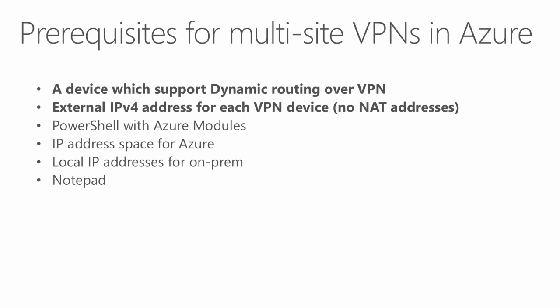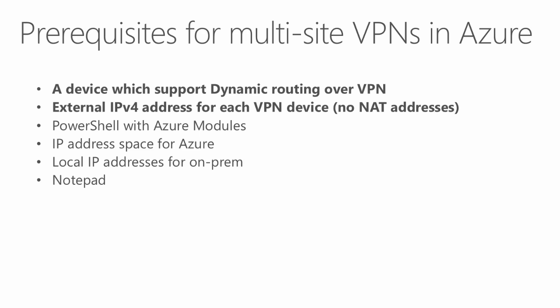There are a number of hard requirements which we must meet before we can even think about creating a multi-site VPN. Firstly, we need a VPN device which supports dynamic routing. There are a number of vendors which are supported. I will note that if you have a Cisco ASA, they do not support dynamic VPN routing. However, their ASR and ISR devices do support dynamic routing.